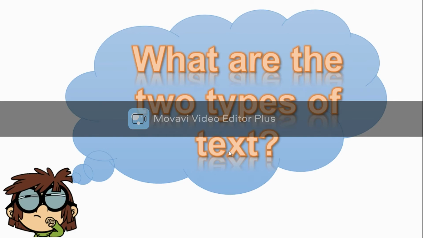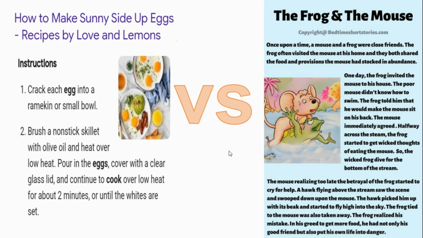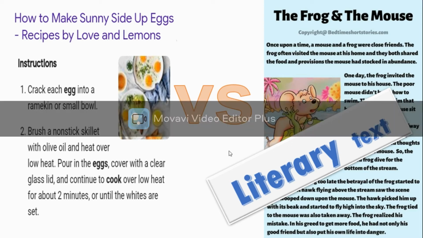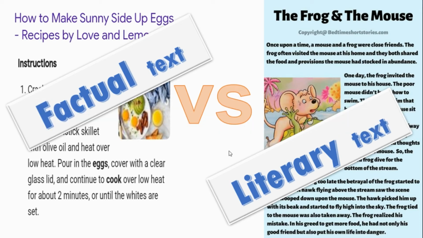So what are the two types of text? Do you remember? Okay, let's analyze this one. So what type of text is this? The frog and the mouse. Okay, this is an example of a literary text because it entertains and uses characters from outside of reality. While the recipe is an example of a factual text because it contains facts or proven information.